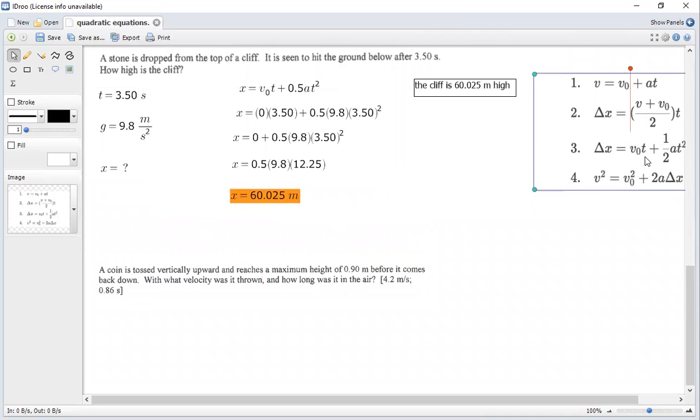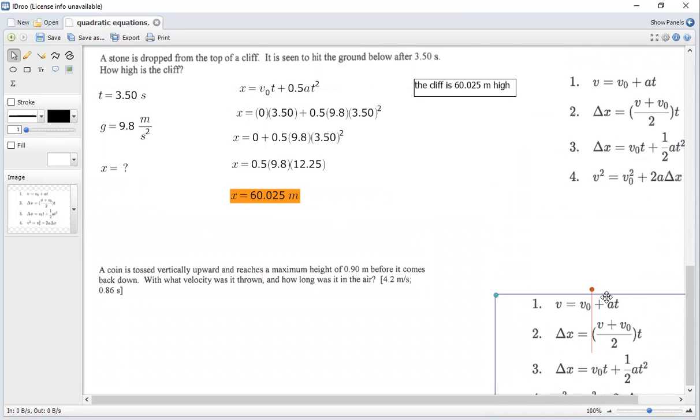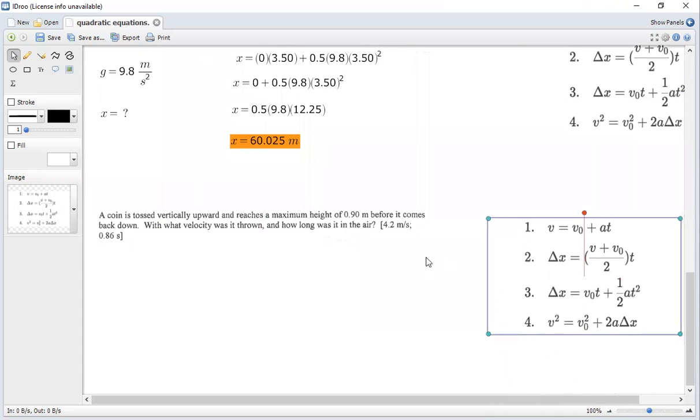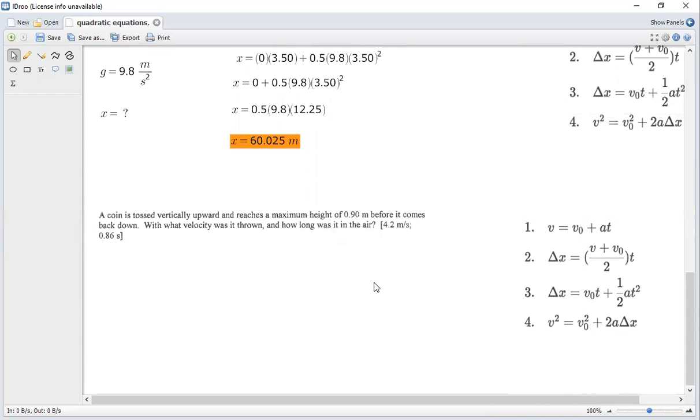We are gonna copy the formula, read the problem, please. A coin is tossed vertically upward and reaches a maximum height of 0.90 meters before it comes back down. With what velocity was it thrown and how long was it in the air?